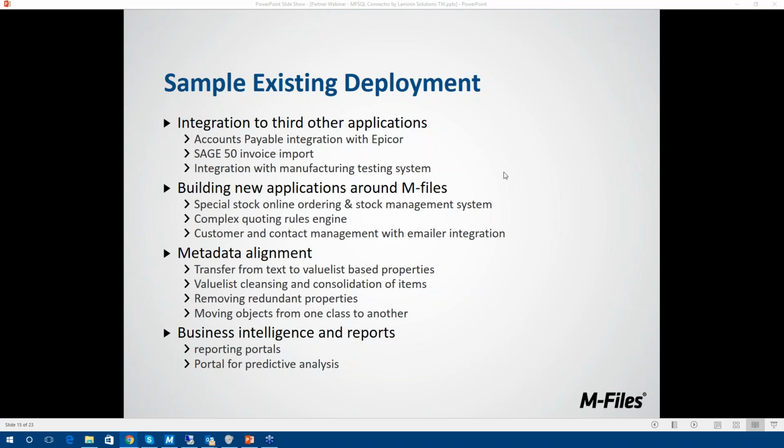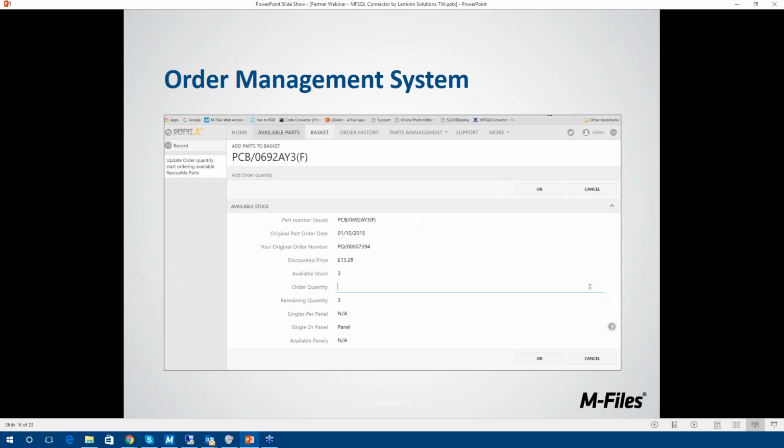So those are some of the examples of the things we've done with the connector as the backbone for all of that. This is just a screenshot of one of the applications. Here you can see an ordering of special parts. The available parts come from M-Files, where the parts are being managed. The customer, who doesn't see M-Files at all, can see what the available parts are. They can create a basket for all of the items that they want to order.